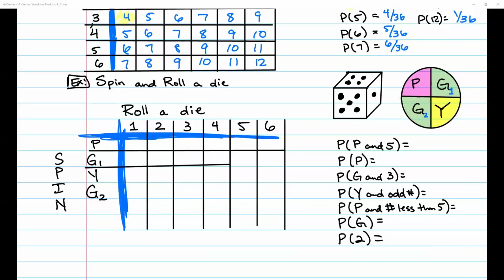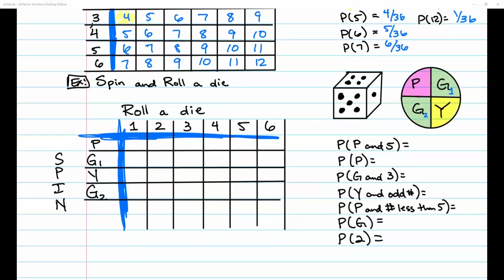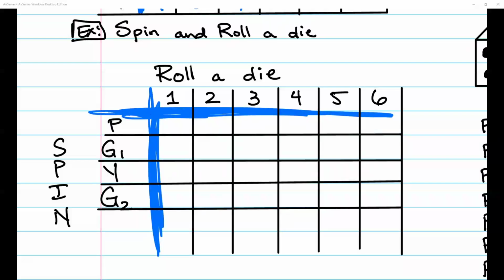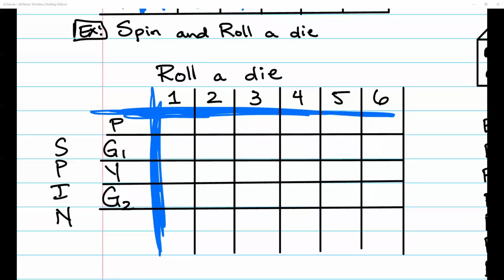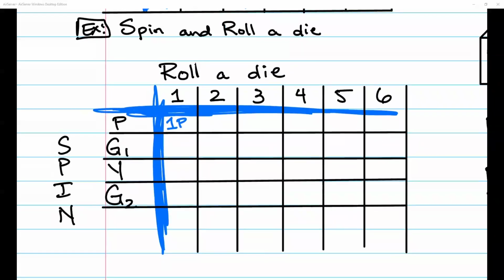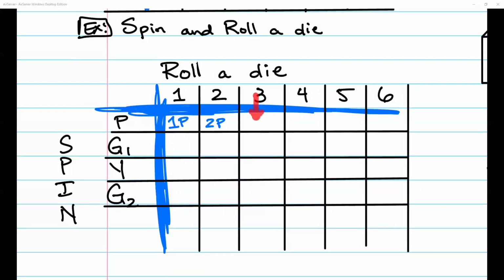Now on this one, we really can't say to add the die with the spinner, that doesn't really make sense. So here's how we're going to do it. On this one, I rolled a 1 and landed on pink, so I'm going to write 1P. On this space, I rolled a 2 and landed on pink, so I'm going to write 2P. On this one, I rolled a 3 and landed on pink, so I'm going to write 3P, 4P, 5P, 6P.